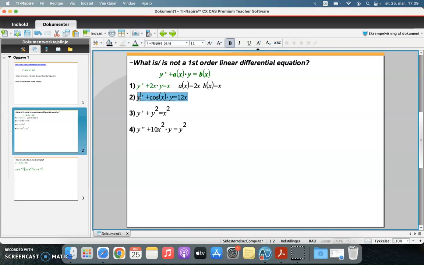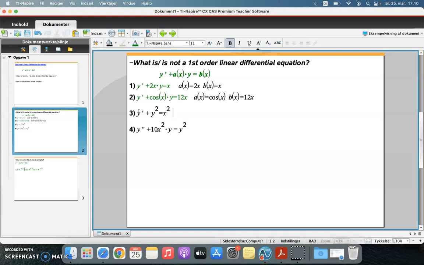The second one, again, we have y differentiated plus cosine x, which is equal to a(x), multiplied by y equal to b(x). So in this case, we have a(x), which is cosine x, and then we have b(x), which is equal to 12x. So this one here is also a first order linear differential equation.